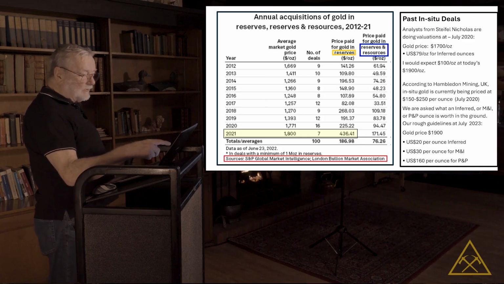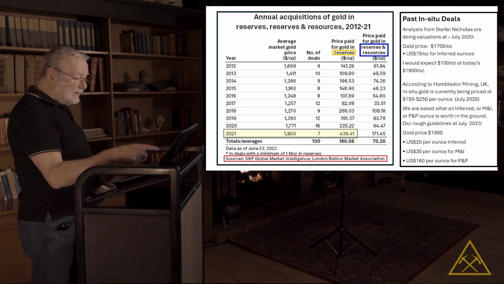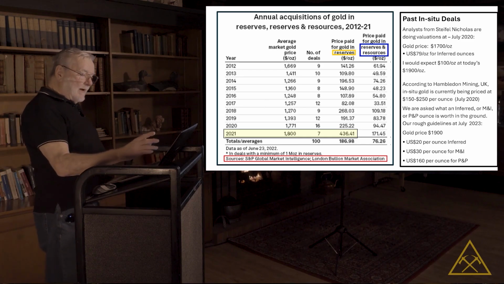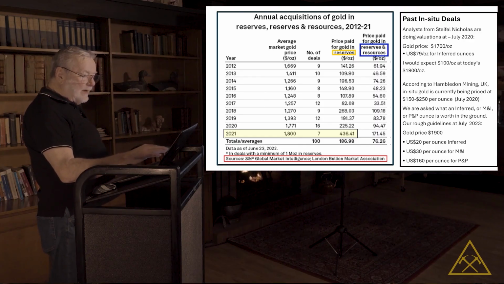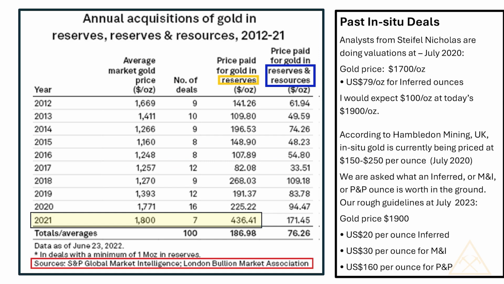I believe that's supposed to say it was done when gold was at 1900 an ounce, but it's been a while since I put this together, so bear with me. Then according to Hamilton Mining in the UK, in situ is currently being priced at 150 to 250 an ounce. That was July 2020.